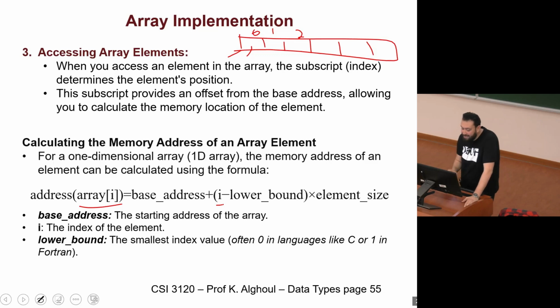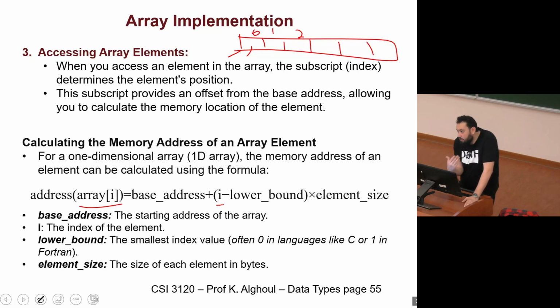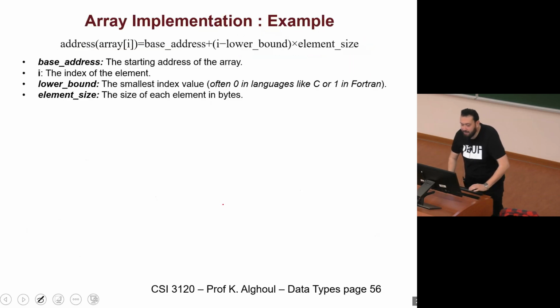What is the lower bound? The smallest index value, usually 0, or 1 in Fortran, and then the element size, the size of each element in bytes. I'm not going to need the upper bound for sure here. Why? Because what if this is dynamic, for example? So in this case, for calculating the memory address, we don't need the upper bound, we only need the lower bound. So let's take an example.